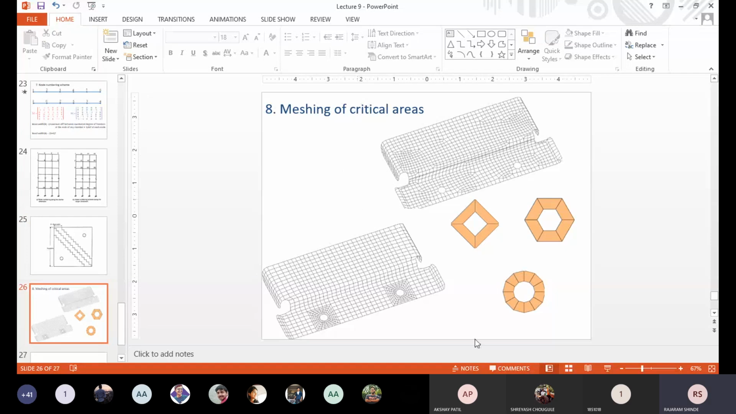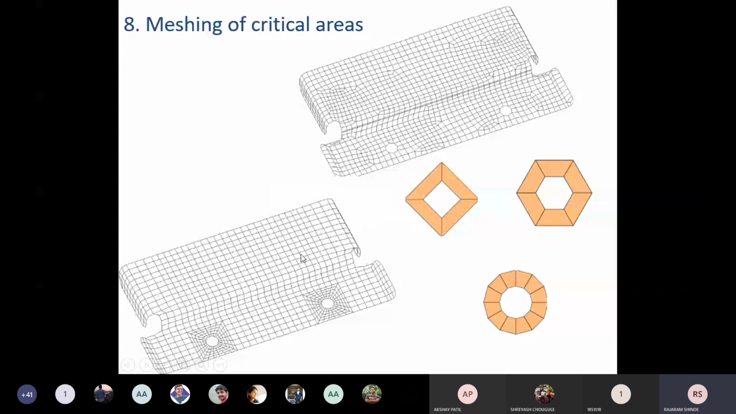Meshing of critical zones. Here the critical zones are this one. Here you have to reduce the size of the elements, and if circular holes are there, you have to use a washer of elements like this. On the washer you have to use an even number of elements, and the diameter of the washer is 1.2 times the diameter of the hole. You will get that in the practicals also, during the practicals on this one.